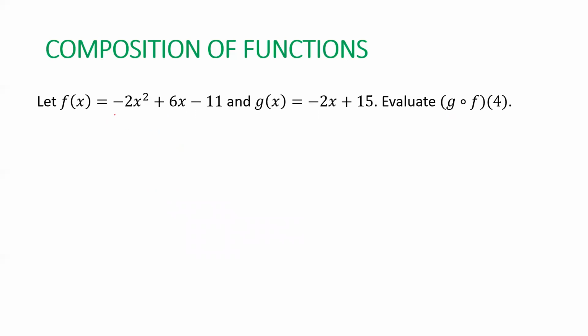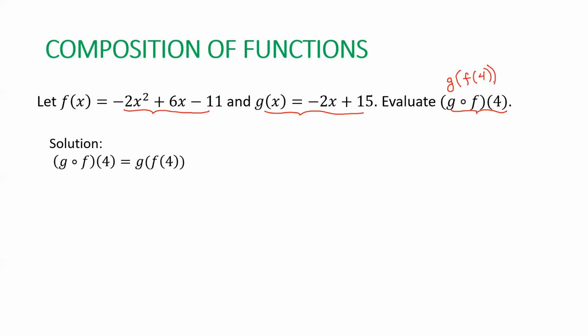And then for the following item, let f of x be negative 2x squared plus 6x minus 11, and g of x is equal to negative 2x plus 15. So let's evaluate g circle f of 4. So by definition, this g circle f of 4 can be written as g of f of 4. So in our solution, we shall evaluate f of 4 first. So we're going to replace x in the function f by 4.